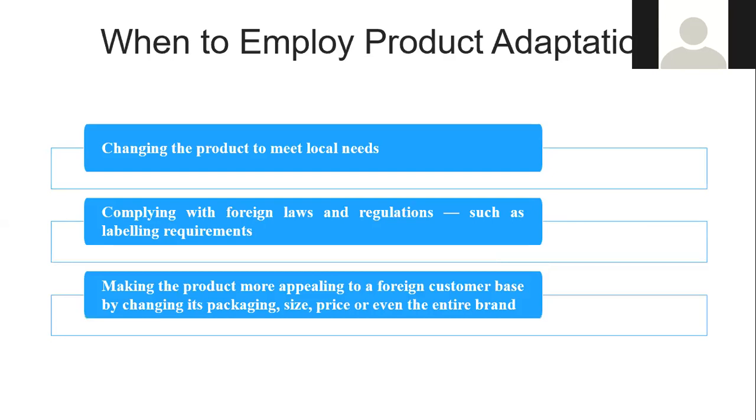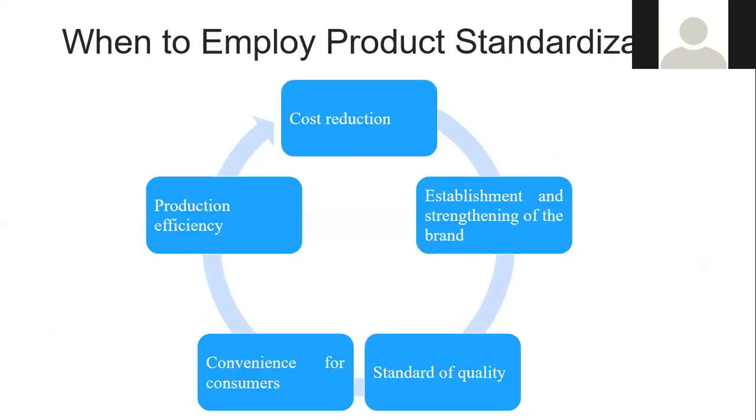The third part of the question is when to employ product adaptation and product standardization. Product adaptation should be used in changing the product to meet local needs, complying with foreign laws and regulations, such as labeling requirements, and making the product more appealing to a foreign customer base by changing its packaging, size, price, or even the entire brand according to their culture and values.